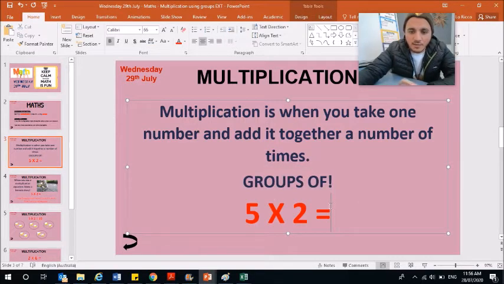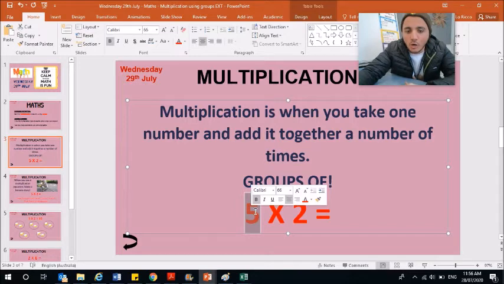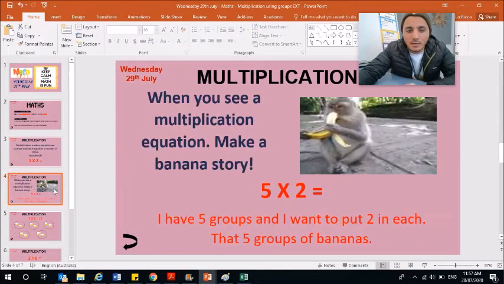Now, yesterday and the day before, I did do it a little bit differently, but we're going to be learning from what I'm going to say now. This is something that we're going to remember. So the first number we're going to be using as the groups. Whenever you see that first number, that's how many groups you're going to make. The second number is how many you're going to put in each group. So repeat after me. The first number is how many groups. The second number is how many you're going to put into each group. So let's have a look at our banana story over here.